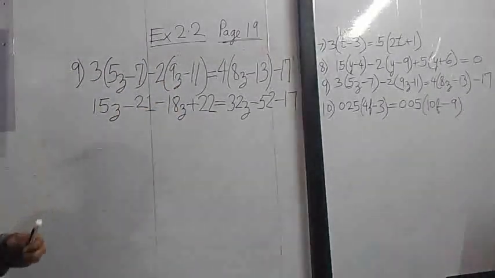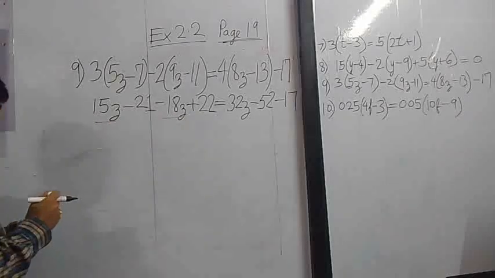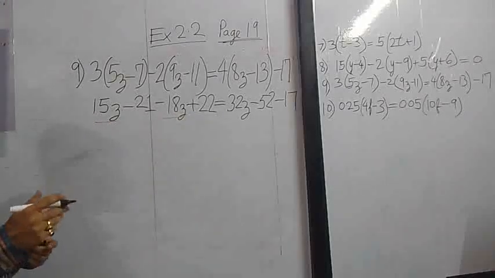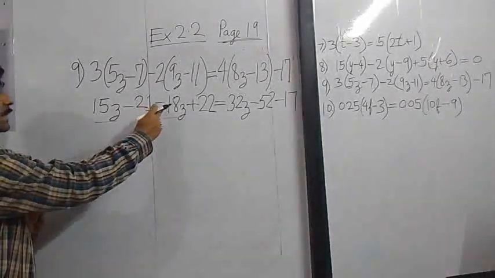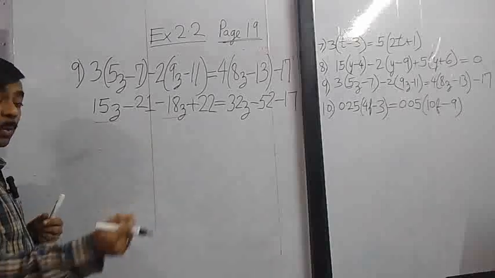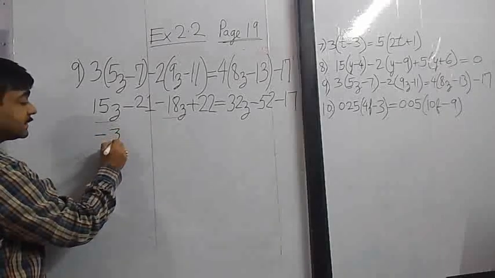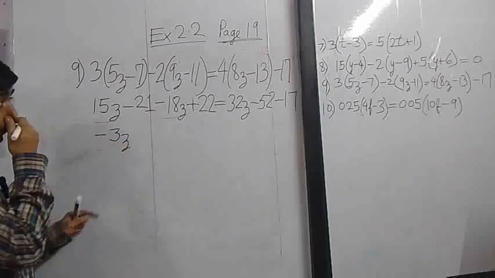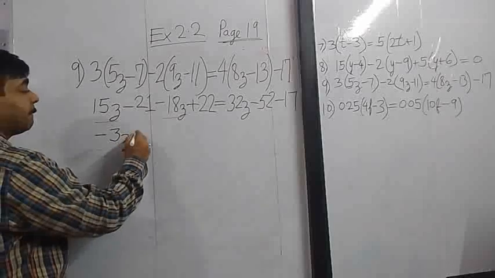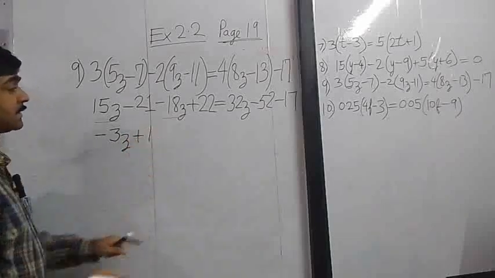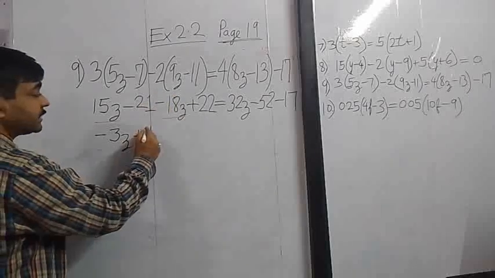Alright, we have this equation over here. Let us take the like terms together. 15z minus 18z. 18 is a larger number with the negative sign, so I will subtract 15 from 18, however put the sign of negative. Minus 3z. Minus 21 plus 22 becomes plus 1. Since 22 is the larger number, 22 minus 21 is purely 1.